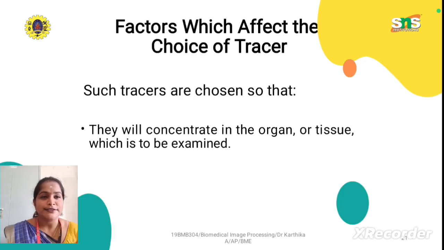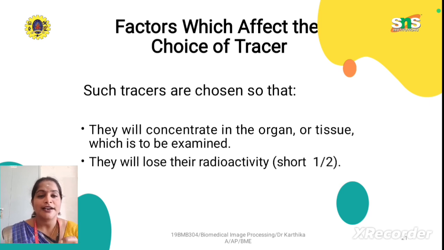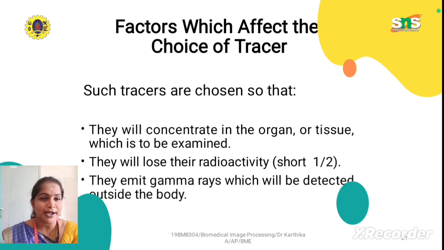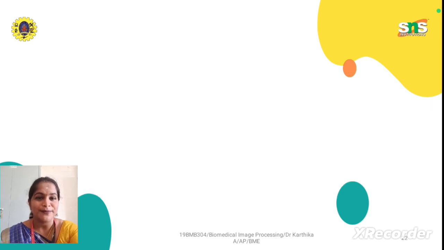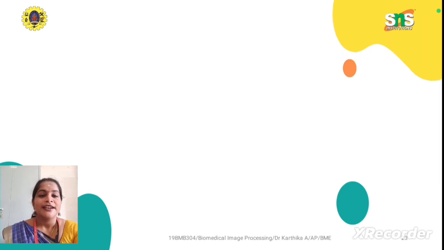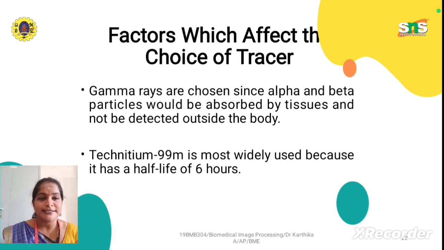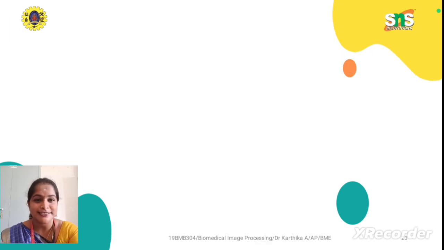See the factors which affect the choice of tracer. Such tracers are chosen so that they concentrate in the organ tissue which is to be examined, and they lose their radioactivity in a short half-life. They emit gamma rays which can be detected outside the body. We have to choose gamma rays since alpha and beta particles would be absorbed by tissues and not be detected outside the body. So we use gamma rays, and technetium-99m is most widely used because it has a half-life of 6 hours.